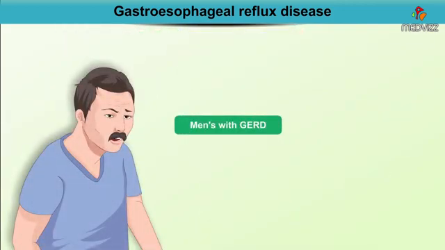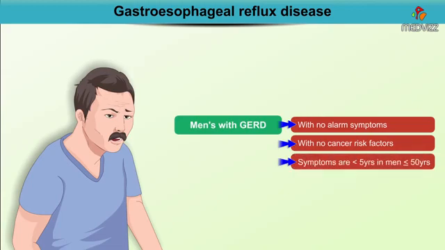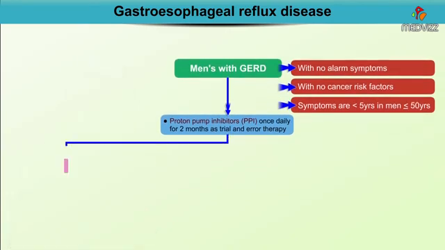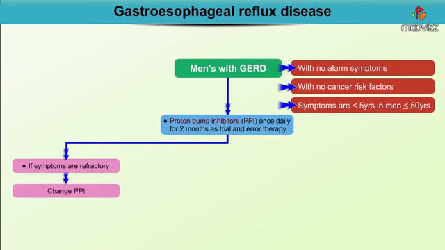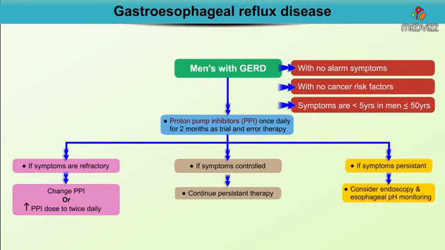On the other hand, if there are no alarm symptoms or no cancer risk factors, and if the symptoms are less than 5 years in men who are 50 years or less than 50 years, a once daily PPI for 2 months can be employed as a trial and error therapy. If the symptoms are refractory, switch to a different PPI or increase the PPI dose to twice daily. If the symptoms are controlled, continue persistent therapy, whereas in persistent symptoms, consider endoscopy or esophageal pH monitoring.